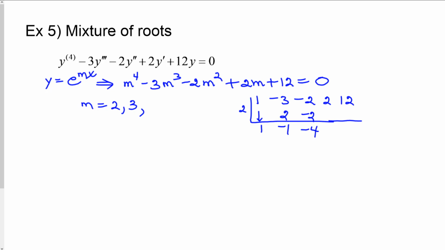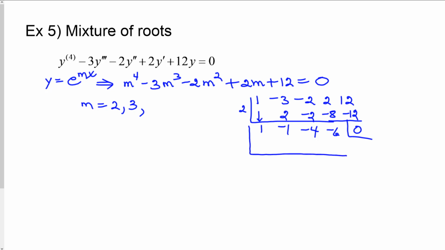Alright, so doing my synthetic division process, I should find a remainder of 0 when I divide the polynomial by m minus 2, which is what I'm doing here, and that did work. So we know, yes, 2 is a 0 as it appeared from the graph.